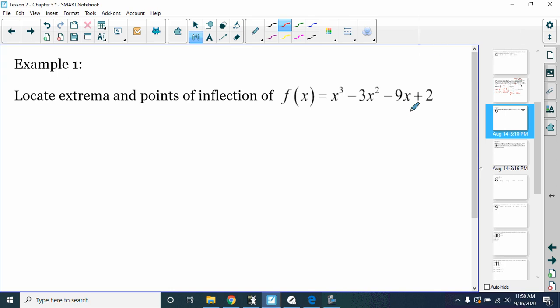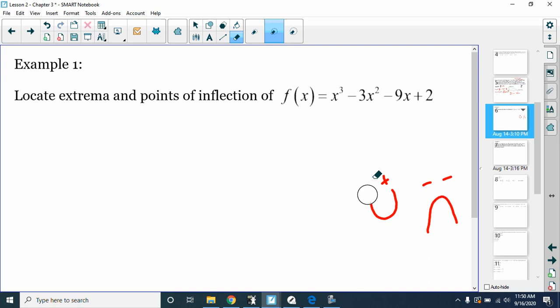Getting into today's lesson. We're looking at chapter 3. Chapter 3 is mostly on finding extrema and finding points of inflection. So looking at when the derivative is positive, the function's going up. When the derivative's negative, it's going down. Second derivative tells us about concavity. If the second derivative is positive, it's concave up. If the second derivative is negative, it's concave down.